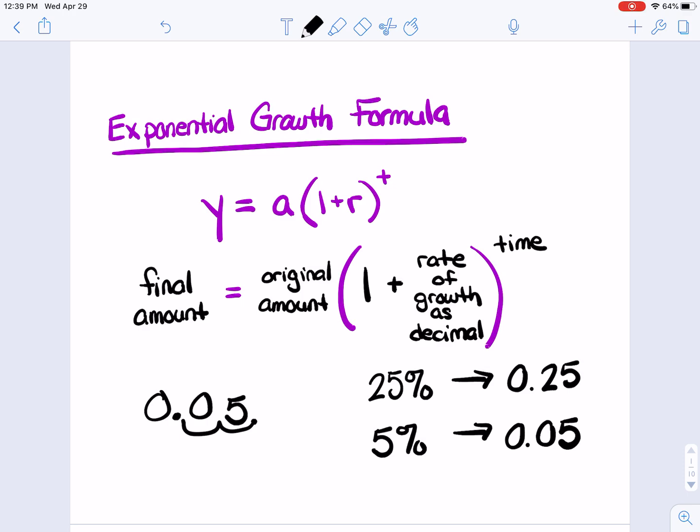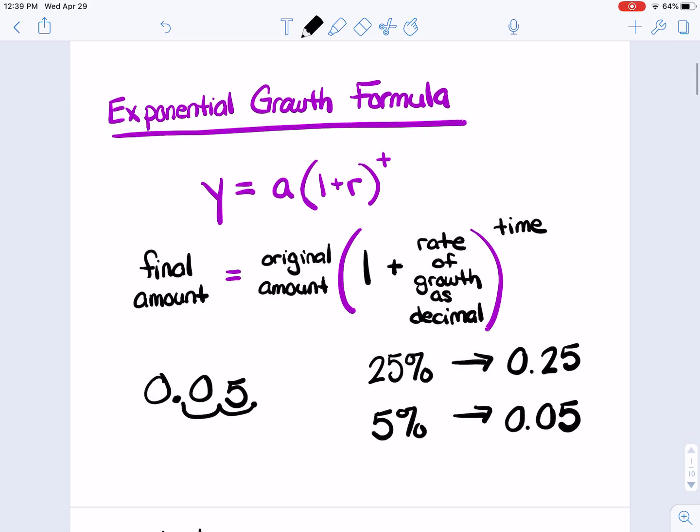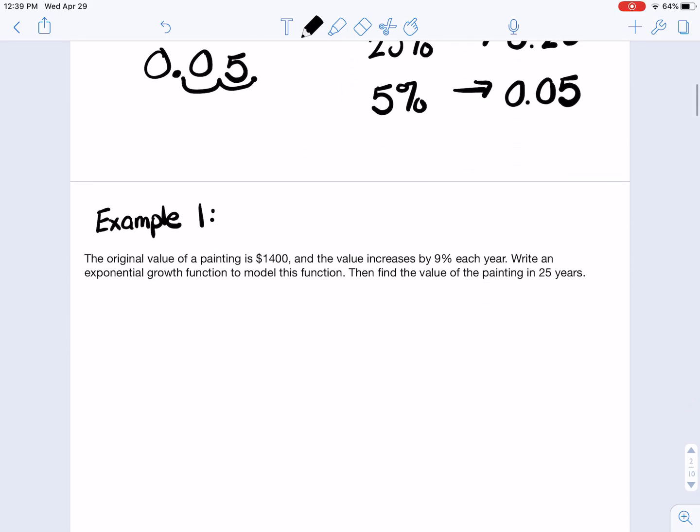Notice here we're not subtracting 1. It's not time minus 1. That was with geometric sequences, when you had to find a future term. Now when we're talking about these types of problems, you're not subtracting 1 from the time. All right, so let's look at an example.